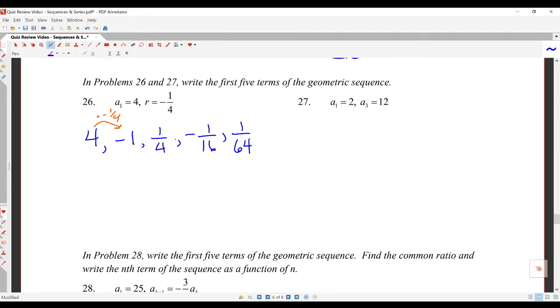So again, just make sure your terms are alternating. And if you look, your numerators just get multiplied by 1, denominators get multiplied by 4.